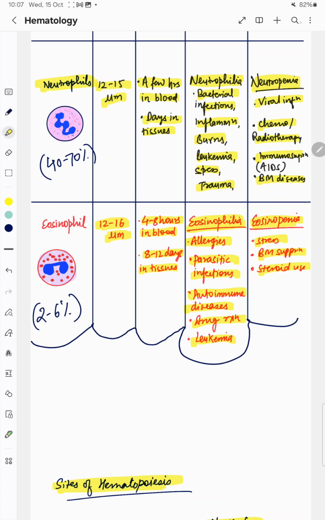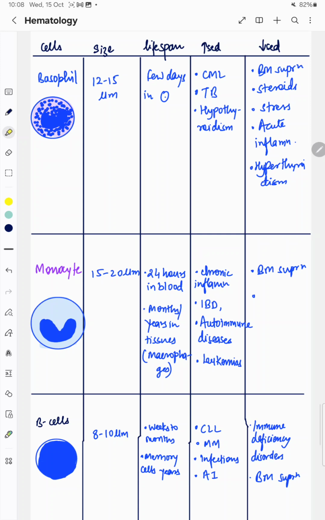The next cell we discuss is basophil. As the name suggests, basophil. In basophil we have basophilic granules that obscure the nucleus, and normally their percentage is 0 to 1 of total leukocyte count. The size is 12 to 15 micron. Lifespan is a few days in circulation.